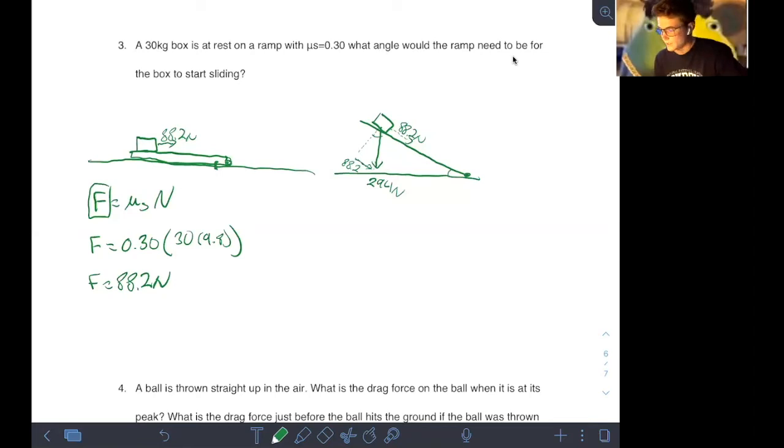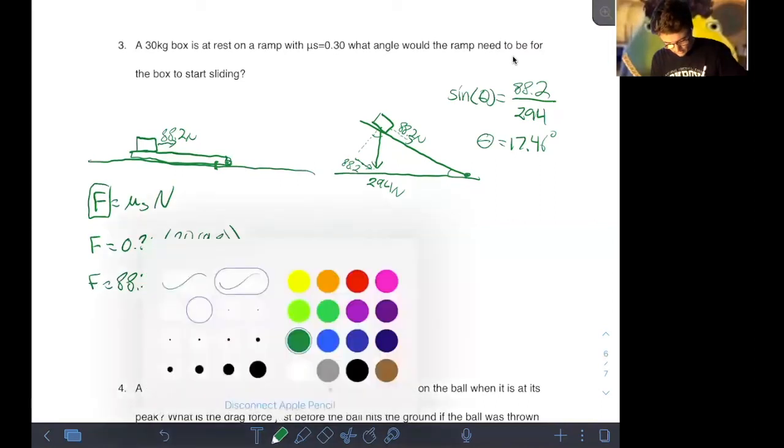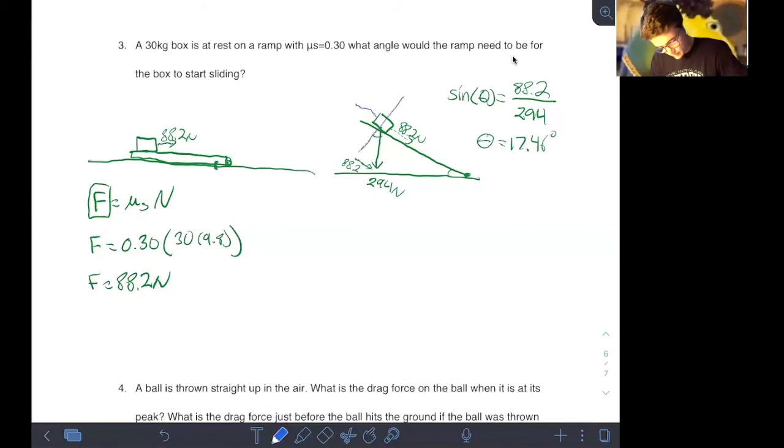So if we use our sine, we can find this, right? Sine of our angle is going to be 88.2 divided by 294, okay? And then when we solve it all out, our angle that we need is 17.46 degrees. So we need to angle this book at 17.46 degrees in order to get this block to start sliding, because at that angle, if we define this as our axes right here, our force in the x direction is going to be 88.2 newtons.